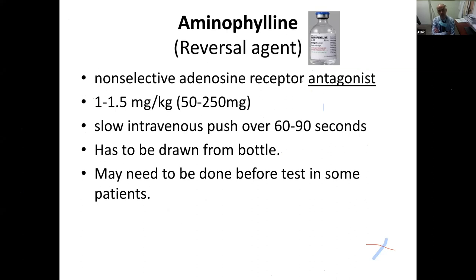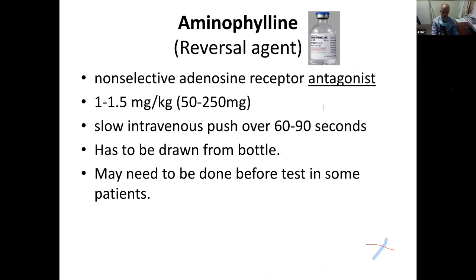The reversal agent we use is aminophylline. It is a non-selective adenosine receptor blocker. We use it at a dose of 1 to 1.5 mg per kg, as a slow push over 60 to 90 seconds. It has to be drawn from the bottle, so you want to make sure you have your syringes and your equipment ready if you're going to use that.